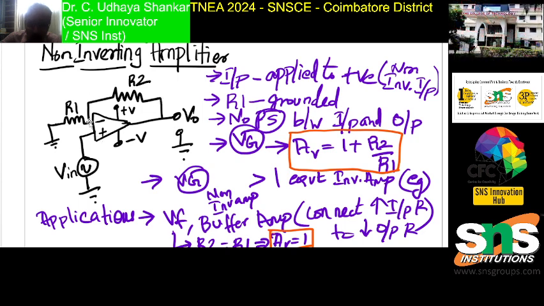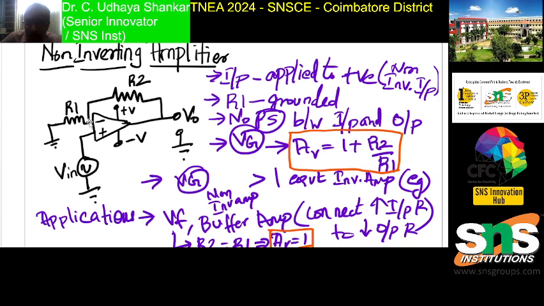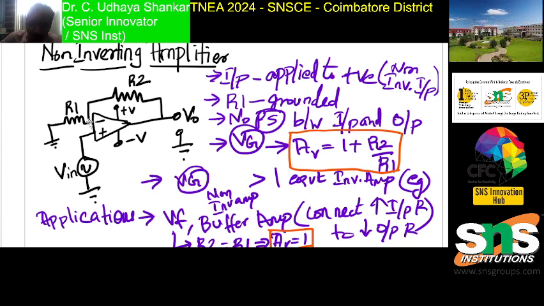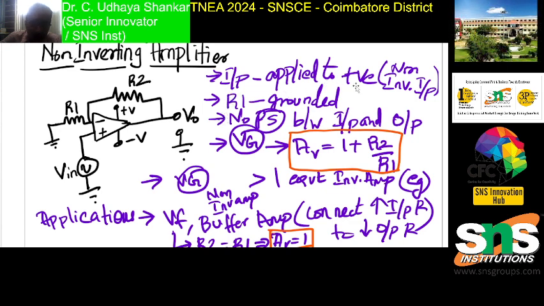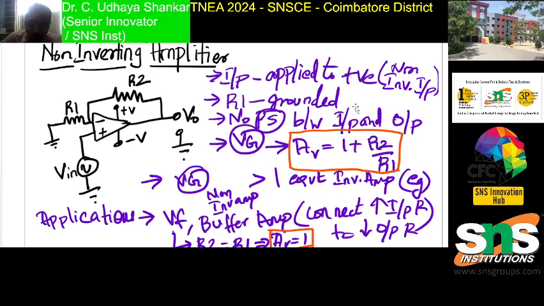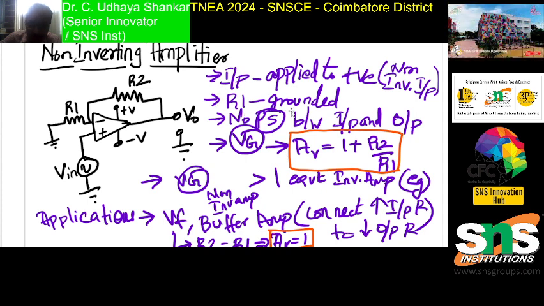Feedback is always given to the negative pin in order to get better voltage stability. So you will be getting the negative feedback, because of which the voltage stability is good. The input is applied to the positive pin, so that's why it is called the non-inverting amplifier. Here you can see that R1 is grounded. In the previous case, R1 was the input resistance.